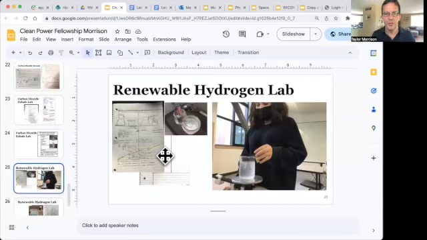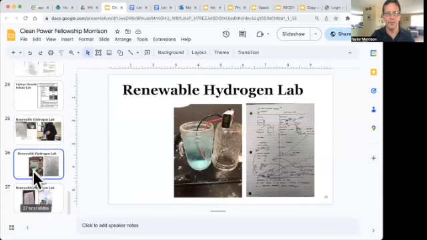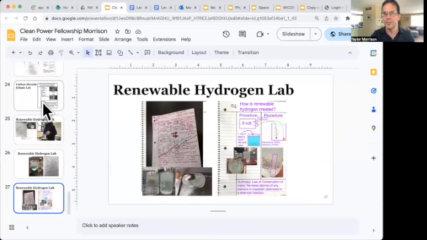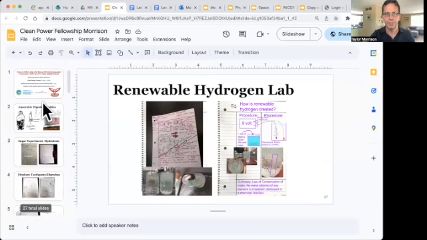Okay, here's our renewable hydrogen lab with notes and supplies. All of this stuff is very simple, very inexpensive. Our science department doesn't have much money, but I try to make really enriching lessons. So we're doing all we can, sorry about that, with what we have.